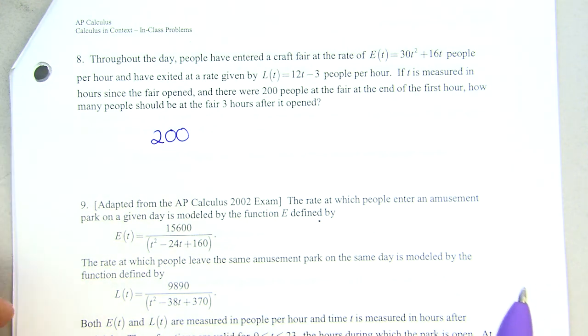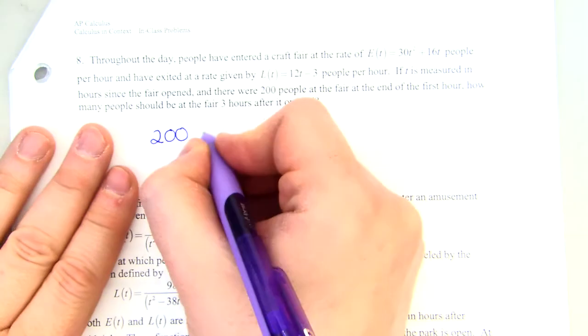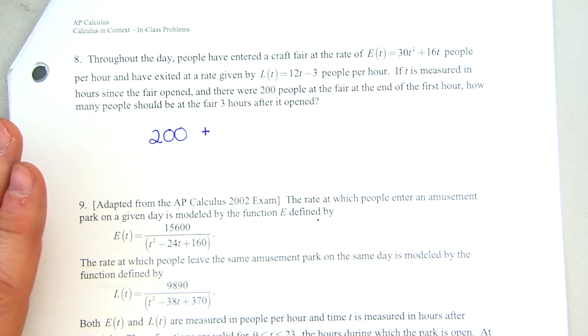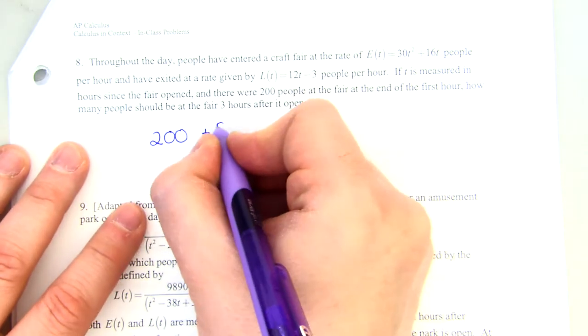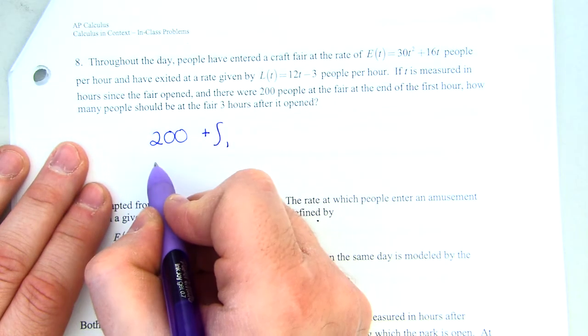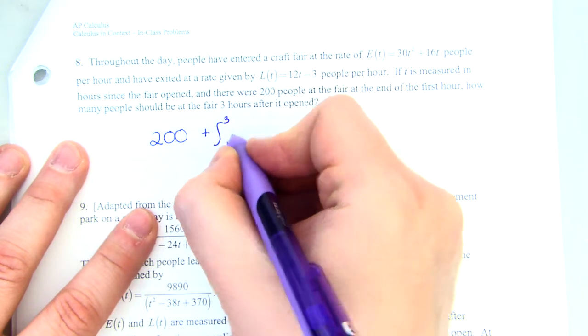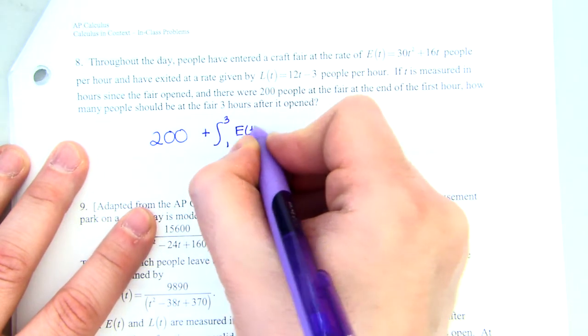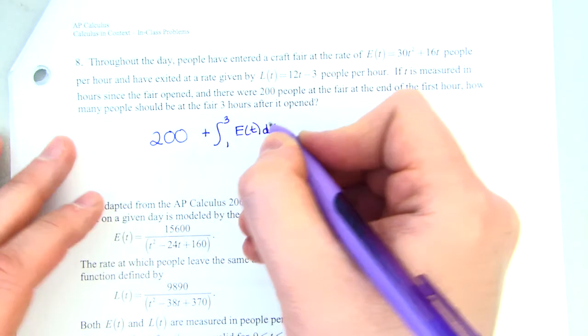How many more people have entered the park? E of t. No, not E of t. Integral of E of t. Now, from what to what? I'm not going to start at 0, I'm going to start at 1 because you knew the people at time 1. If you add the integral, we will get the total number of people who have now entered the park.